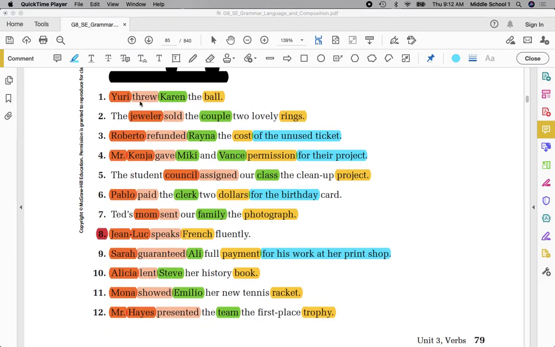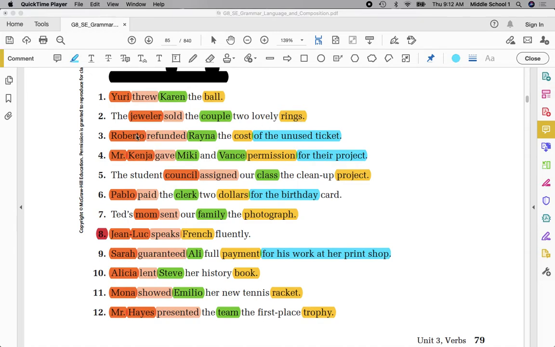Subject Yuri, threw verb, Kieran indirect, ball direct. Again, notice the pattern. The green is always coming before the gold, which represents the direct object. Jeweler, subject, sold, verb, couple, indirect, rings, direct.